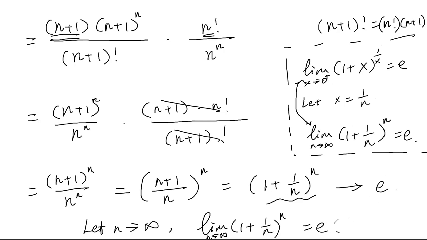And e is a number that is greater than 1. So the ratio is greater than 1. Then from the ratio test, the series a_n diverges.